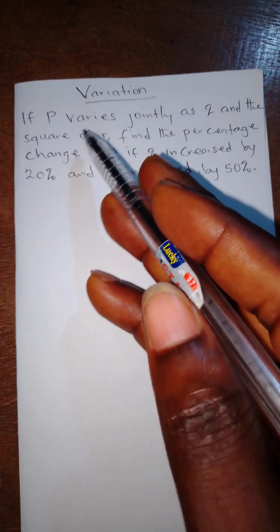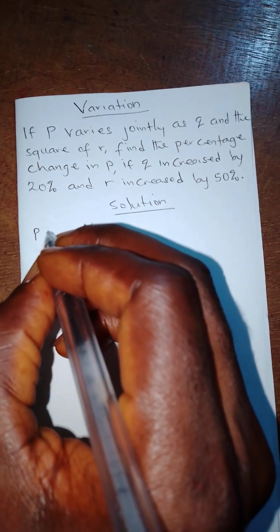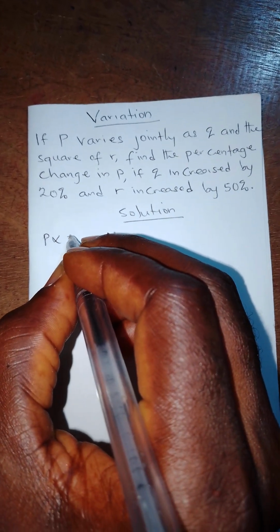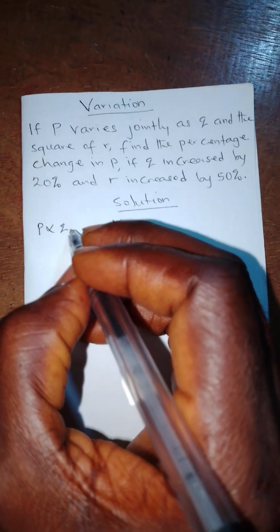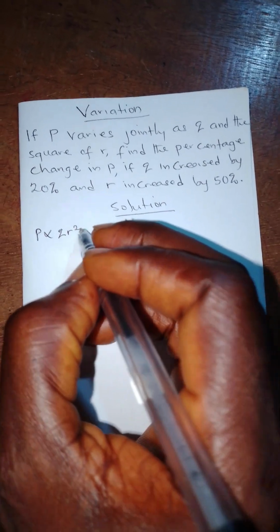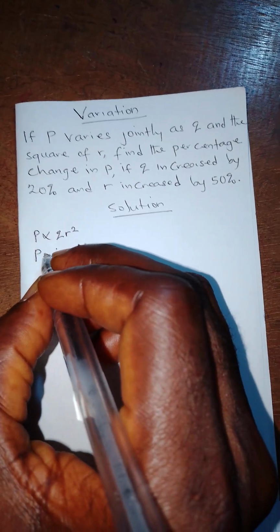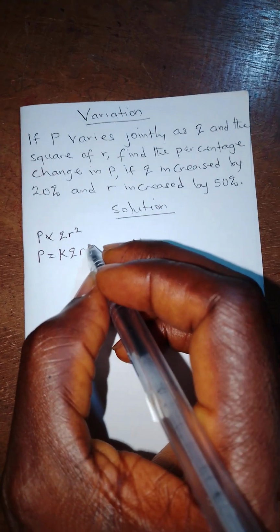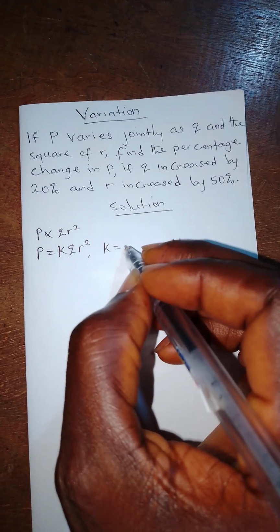Now to answer this question, we write out the variation. We have P varies jointly as Q and the square of R. Square of R is R square. We have P equals KQR square, where K is a constant.